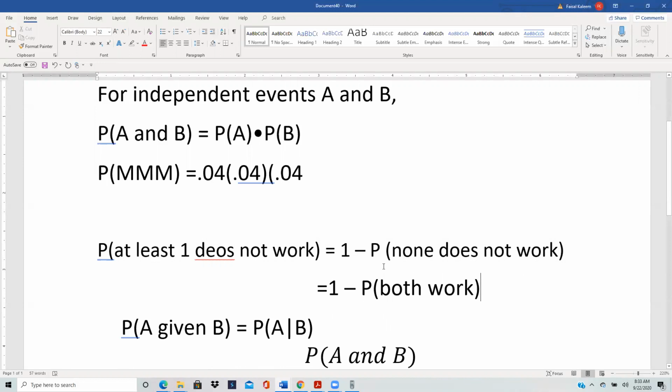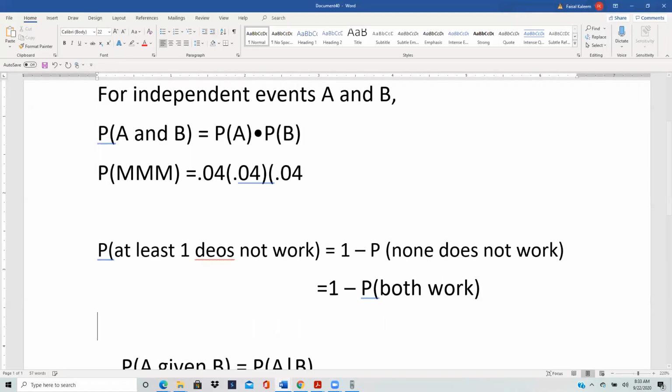And we've just established probability of both working was 0.214. That was part A. So that would be 1 minus 0.214. So that's equal to 0.786.